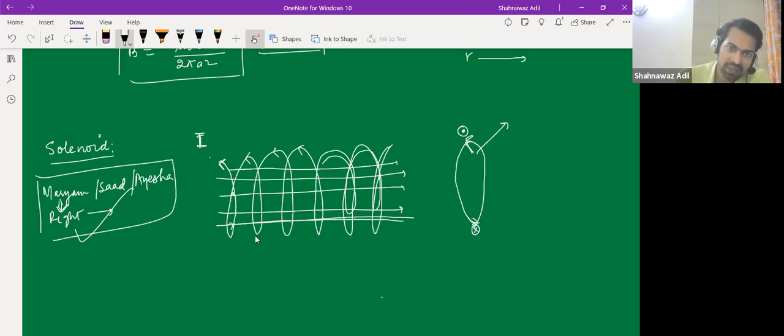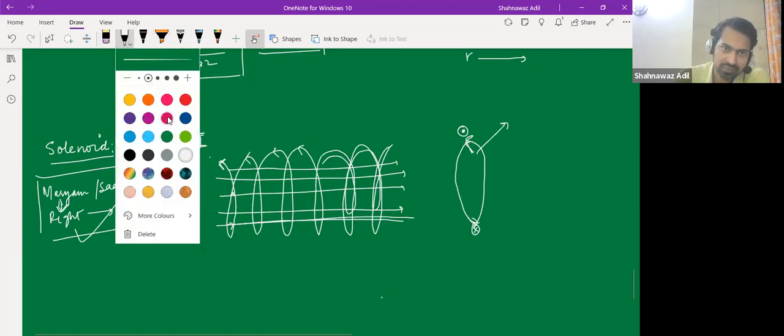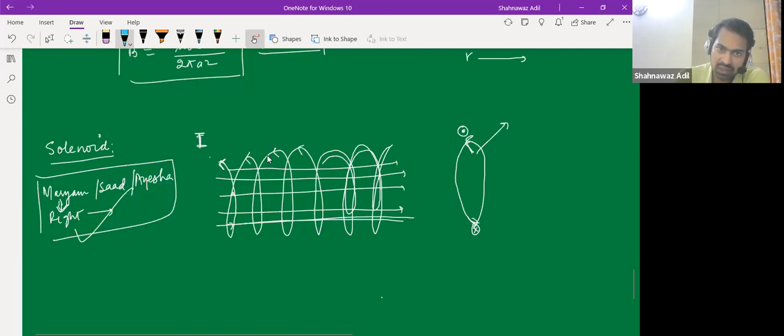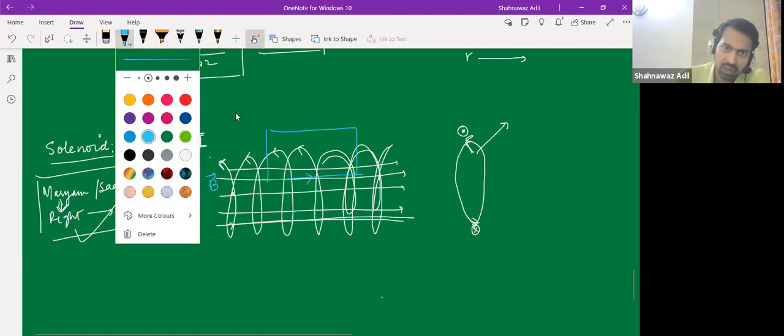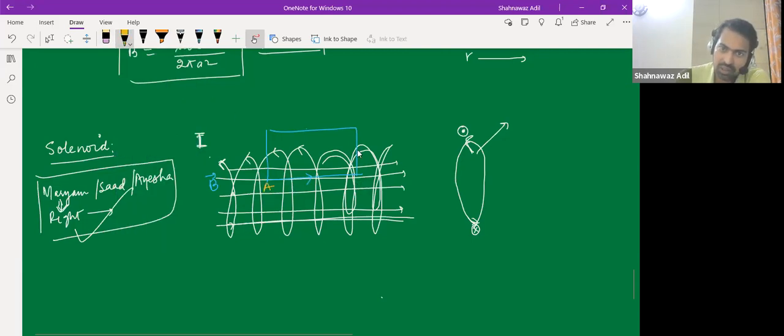In this case, we don't use a circular Amperian loop. For this case, we choose an Amperian loop which is a rectangle. So we choose this kind of Ampere loop. This is just above, right? This is the magnetic field, right? This is A, B, C, and the Ampere loop direction is this one. Is this clear?